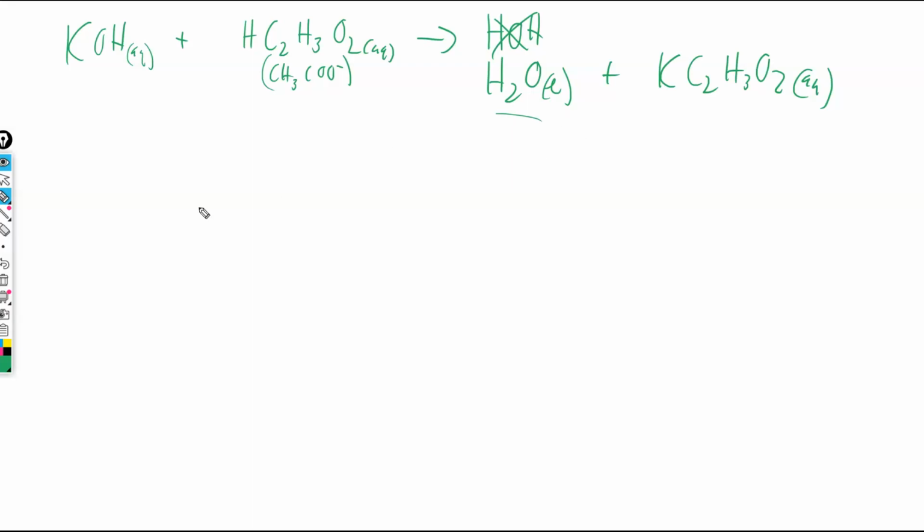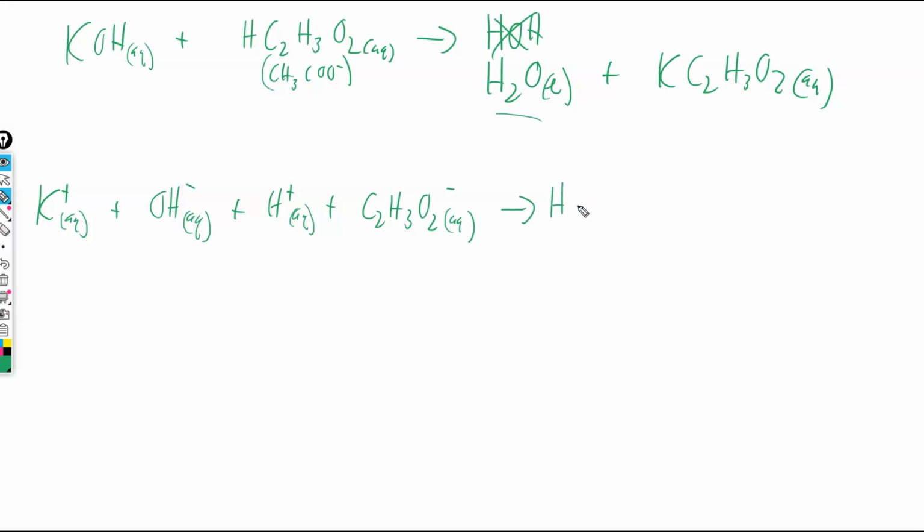So your first step to get to your net ionic is to break up all the aqueous things. Oh, I forgot to balance it. It's balanced actually, we're good. So now go through and break up all the aqueous things. Looking at potassium hydroxide first: K plus in aqueous plus OH minus in aqueous, plus H plus aqueous plus C2H3O2 minus in aqueous solution goes to water. Treat water the same way as a solid. Don't break it up, so it stays H2O.